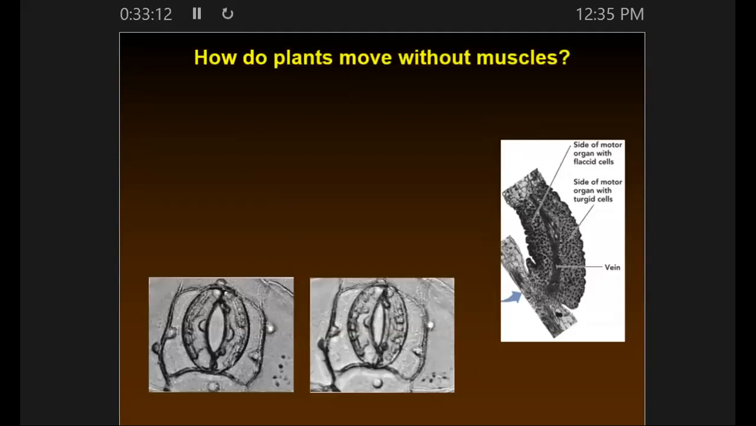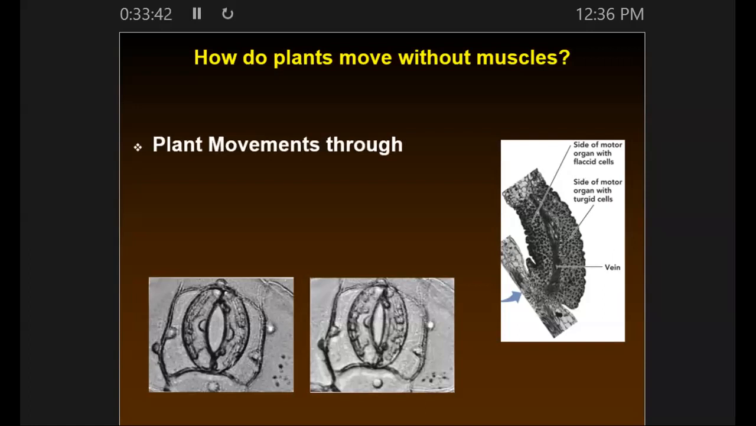So it does make you sit back and go, how do they move without muscles? We're so used to thinking about movement as muscle driven, and they can move. Sometimes our eye doesn't pick up on it easily because their movements are quite slow. So you need to take video and speed it up, and then you'll see, oh yeah, they are moving. It's just that they move on a much slower time scale.